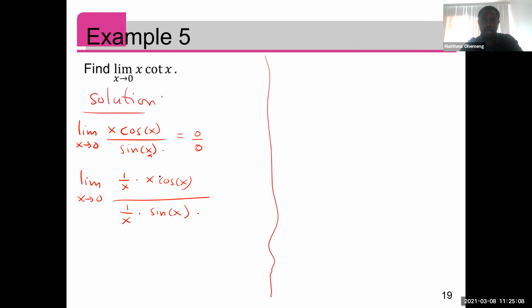After writing this out, let me write out what I have. I have the limit as x approaches 0. The x's on the top here will cancel out. That'll leave me with cosine of x. And then for the bottom, most importantly, I'll get sine of x over x. That was the target.